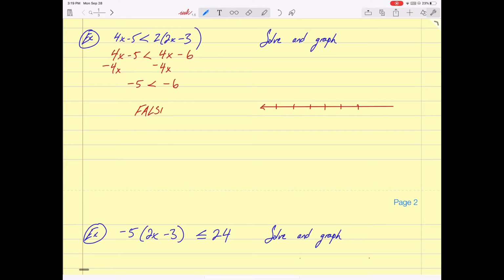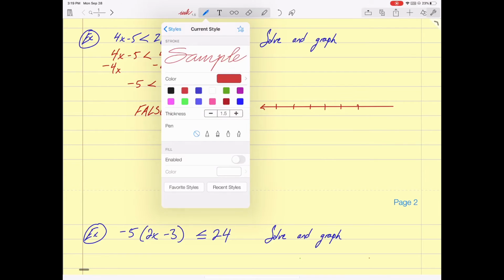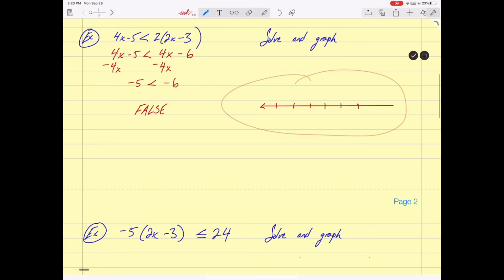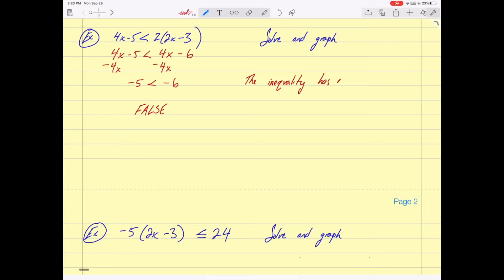Those are negative numbers. So, the more negative you are, the smaller the number is. So that's a false statement, and similar to the last one, we can't graph that. So no, we'll just say the inequality has no solutions. Okay, so those are two of the weirder cases that you'll look at.